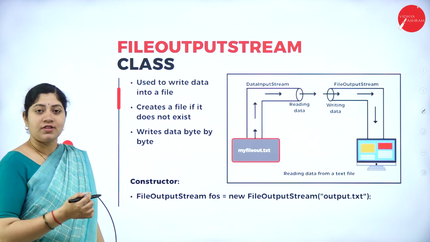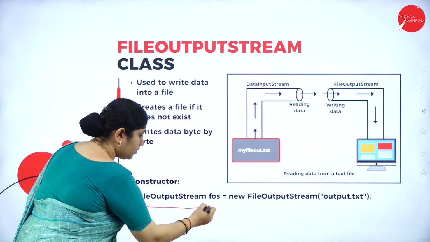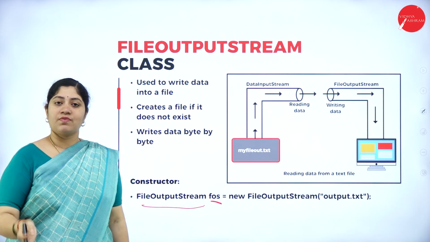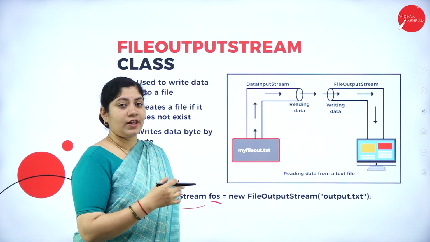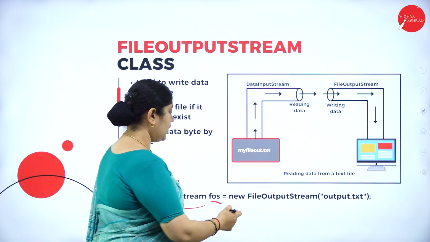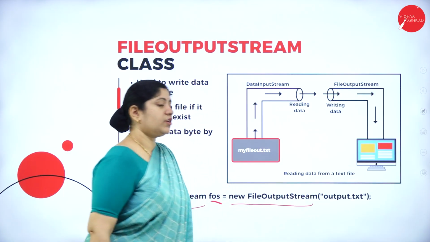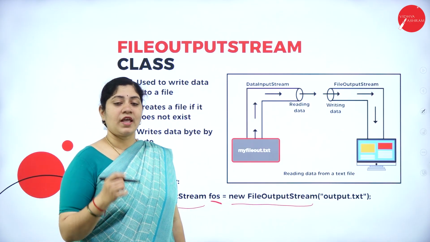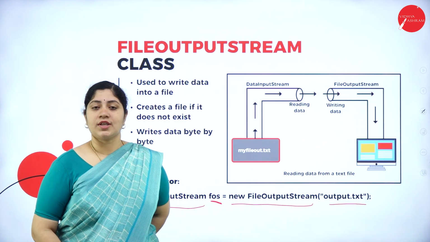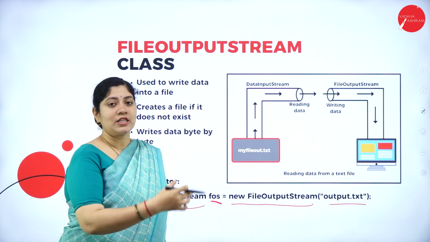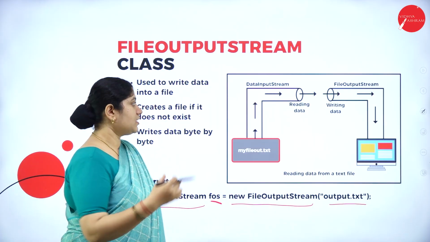Over here, we have a constructor, FileOutputStream, fos. That is our initial name of the file, and we are creating a new file with new FileOutputStream, and the name for that new file that we have considered is output.txt. So this is a simple constructor example. Now let's see the representation.